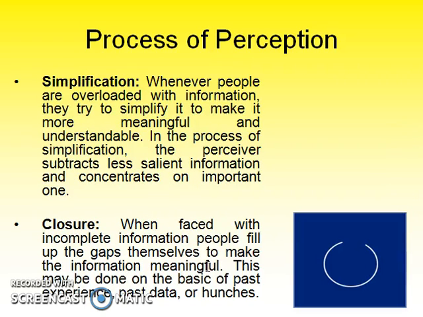Next is simplification. For perceiving the stimuli, you have to simplify the stimuli first of all. Whenever people are overloaded with information, they try to simplify it to make it more meaningful and understandable. In the process of simplification, the perceiver subtracts less salient information and concentrates on the important one. Last is closure. When faced with incomplete information, people fill up the gaps themselves to make the information meaningful. This may be done on the basis of past experience, past data, or hunches.